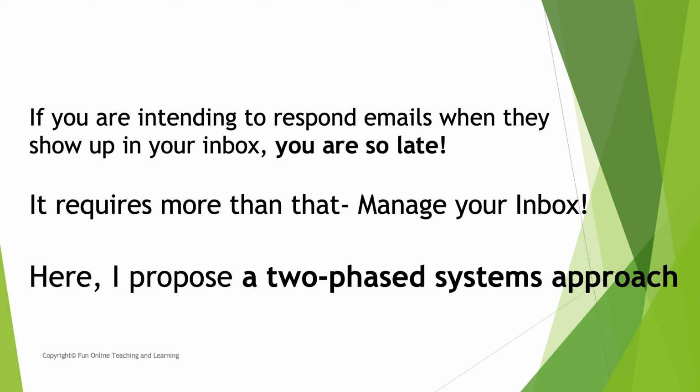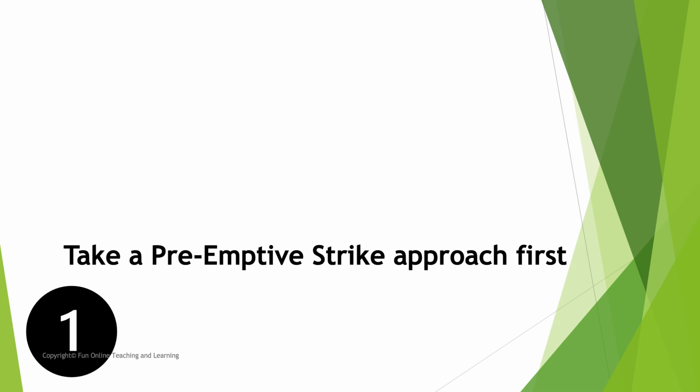In the previous recording, emails part 1, I proposed a two-phase systems approach and I talked about them. I'm just going to touch base on them again. I highly recommend you watch the previous video. Take a preemptive strike approach first, like a soldier, and manage your emails even before they are written, before they are crafted by the sender. What does that mean? We're going to talk about this when we have the session about the receiver's perspective.